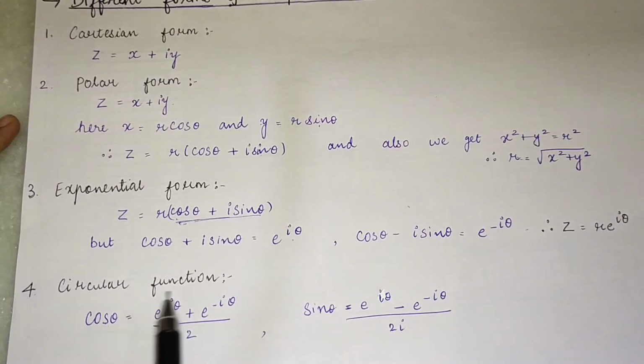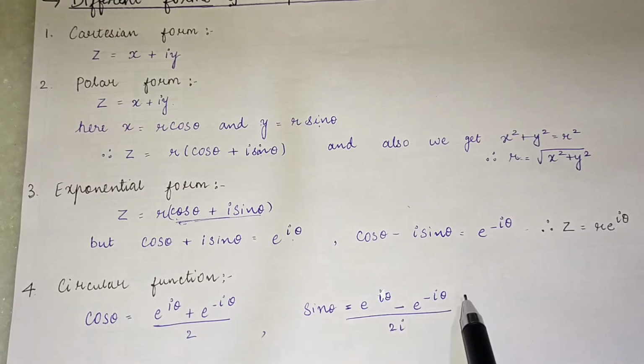The fourth form is the circular function. Here the value of cos theta is equivalent to e raised to i theta plus e raised to minus i theta, upon 2, and the value of sin theta is equivalent to e raised to i theta minus e raised to minus i theta, divided by 2i. So the difference between cos theta and sin theta is that here a positive sign is there and here a negative sign is there, but in the denominator, in cos theta we have 2 and in sin theta we have 2i. That is the main difference between cos theta and sin theta in circular functions.